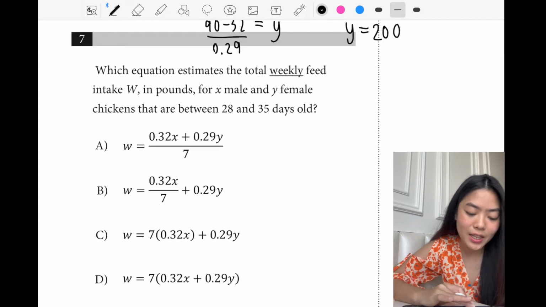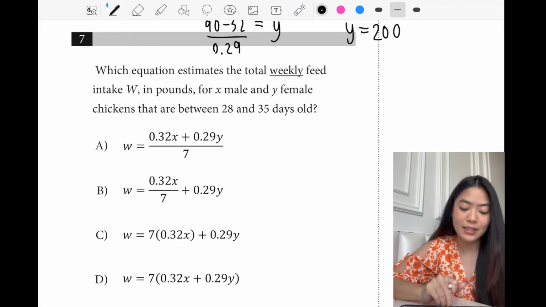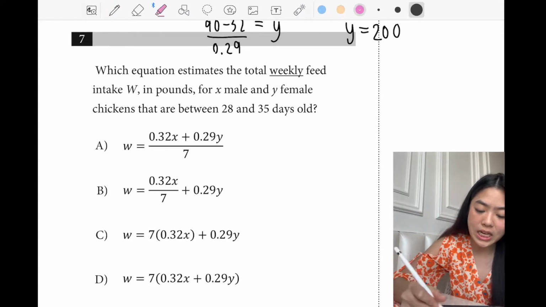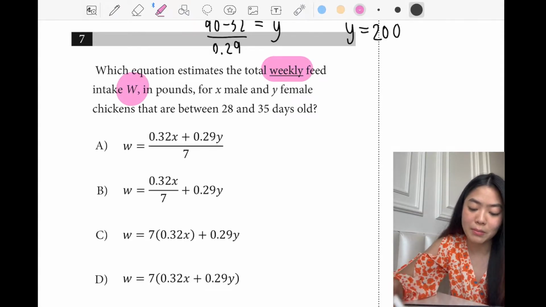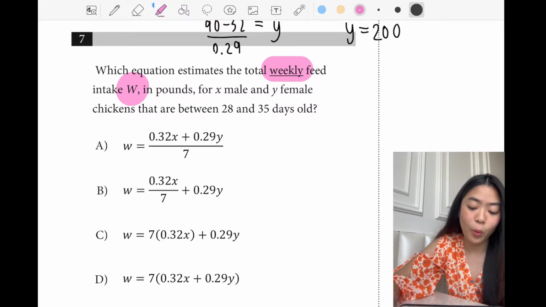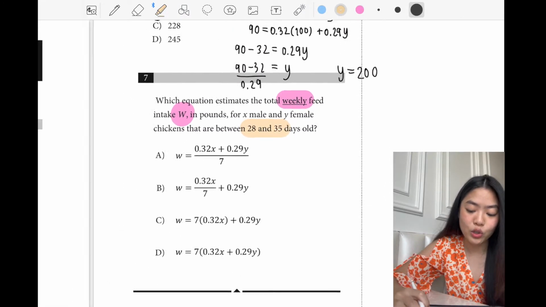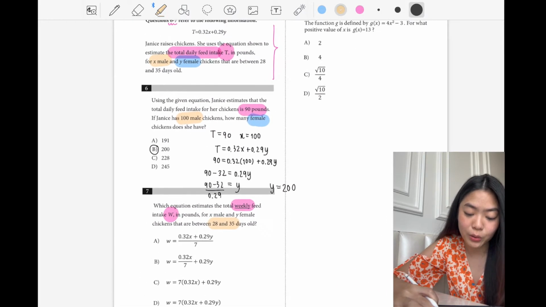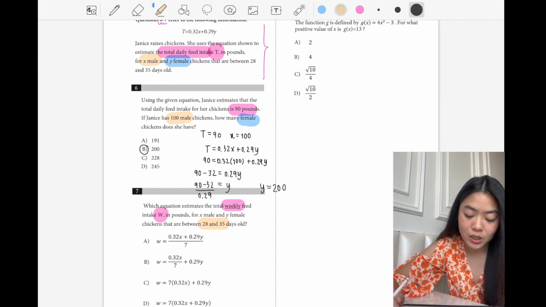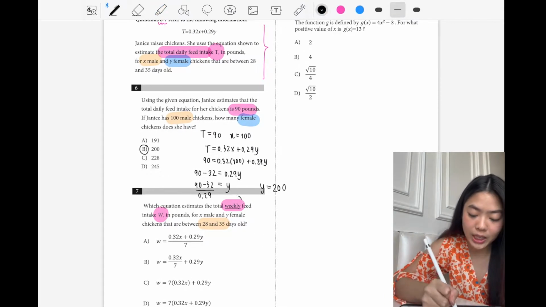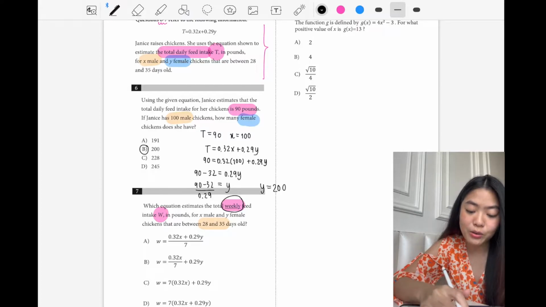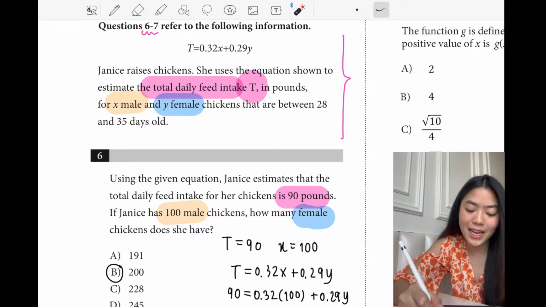Next, 7. Which equation estimates the total weekly feed intake W in pounds for X female and Y female chicken that are between 28 and 35 years old? Okay, so from here we want to find weekly, and we know that it's given as daily.